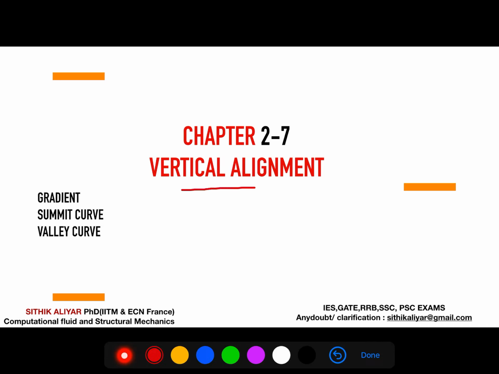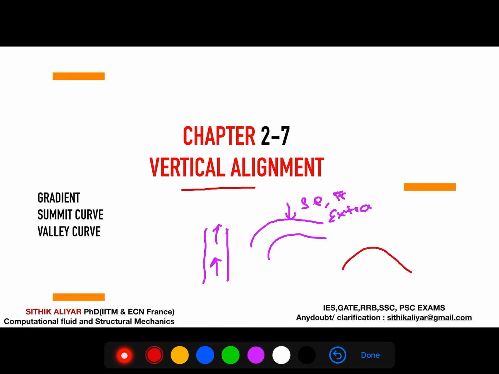As the name says, so far we have studied about straight roads, how the geometry will look in the straight roads, and how the geometry will look in the horizontal curves. I hope in horizontal curves, if you remember, we have seen super elevation, transition curves, extra widening, all those topics. In this session we are going to see vertical curves. Okay, the curve will be something like this.